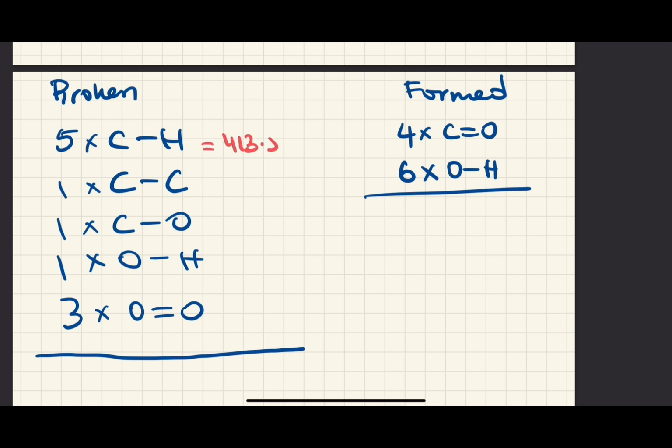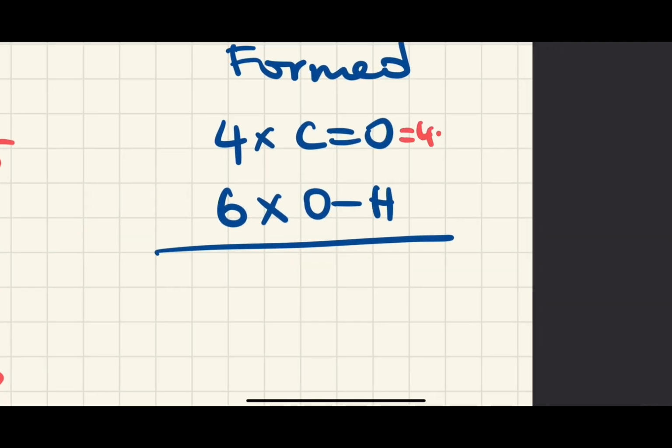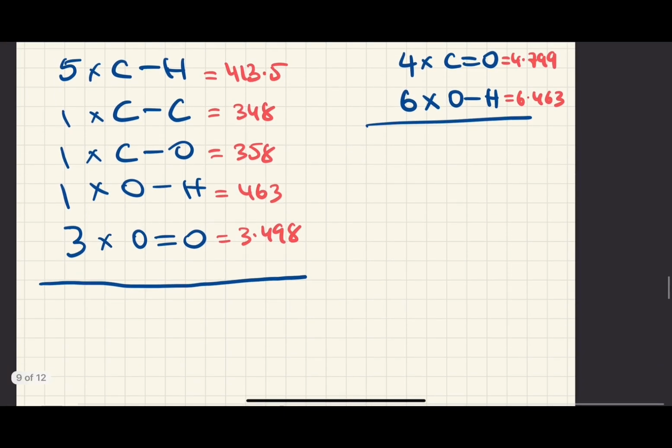413 for carbon and hydrogen, so 5 times that. So CC, it is 348, and then CO is gonna be 358, and then I have OH is 463, and then OO, it is 3 times 498, and then in here I have 4 times CO double bond, which is 799, and then 6 times OH is 6 times 463.